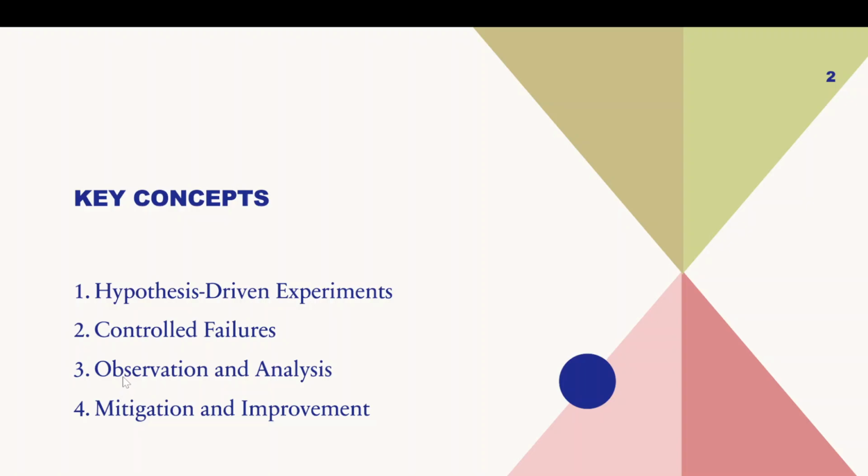The last key concept, the fourth step, is mitigation and improvement. Once the engineers observe and analyze the data, the next step is to implement the mitigation plan or the improvement plan. They implement fixes based on the findings from their analysis. Whatever weaknesses are identified during this test, they have to find a fix, try to fix the weaknesses, and implement the fixes.